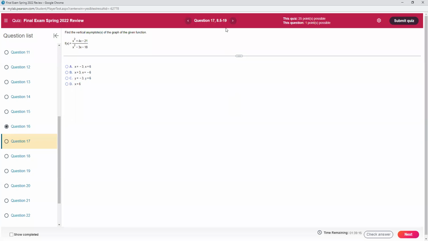All right, so let me write this one down. So 17, find the vertical asymptotes. They're giving us f of x equals x squared plus 4x minus 21 all over x squared minus 3x minus 18. All right, so we got our possible answers. Now, throw away C because C has y values. Vertical asymptotes have x values, okay? So let's go work that real quick.